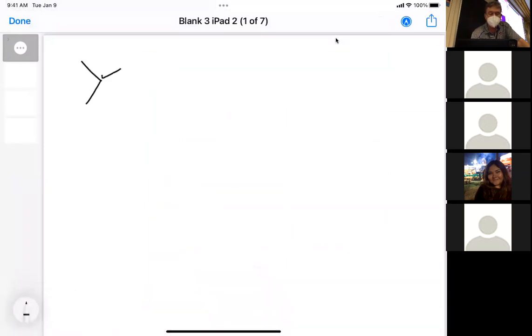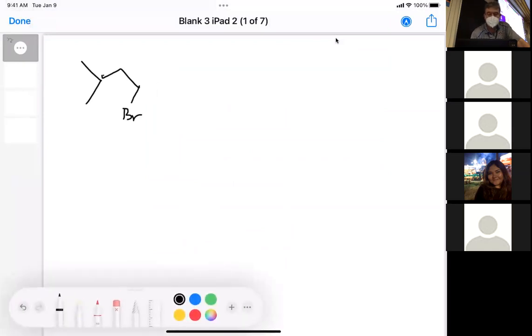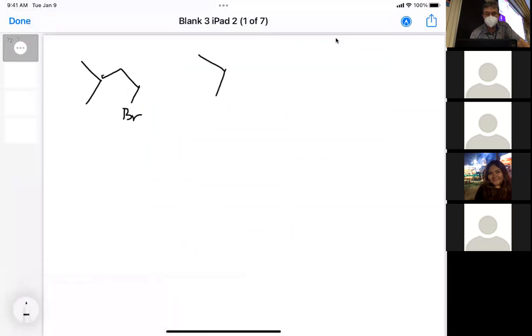So I need to go to this pin. 1, 2, 3, 4. Let's put a bromine. No, going to put the bromine here. Okay, that's going to be our first structure. This is going to be our second structure. And this is going to be our third structure. Right here. Okay. So let's, by raising your fingers, what is this? Is it a primary, secondary, tertiary?